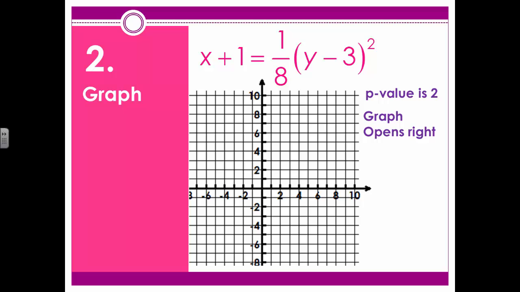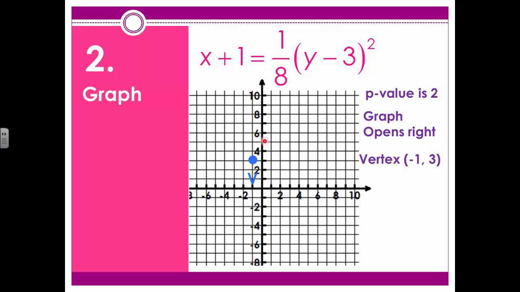Next thing I need to do is find my vertex. That's HK. H hangs out next to X. K hangs out next to Y. When I bring the numbers out, I change their signs. Plot that number on your graph. Now it's time for you again to visualize this parabola wrapping around the focus. So we know it opens to the right, so I'm going to kind of sketch a phantom parabola here.